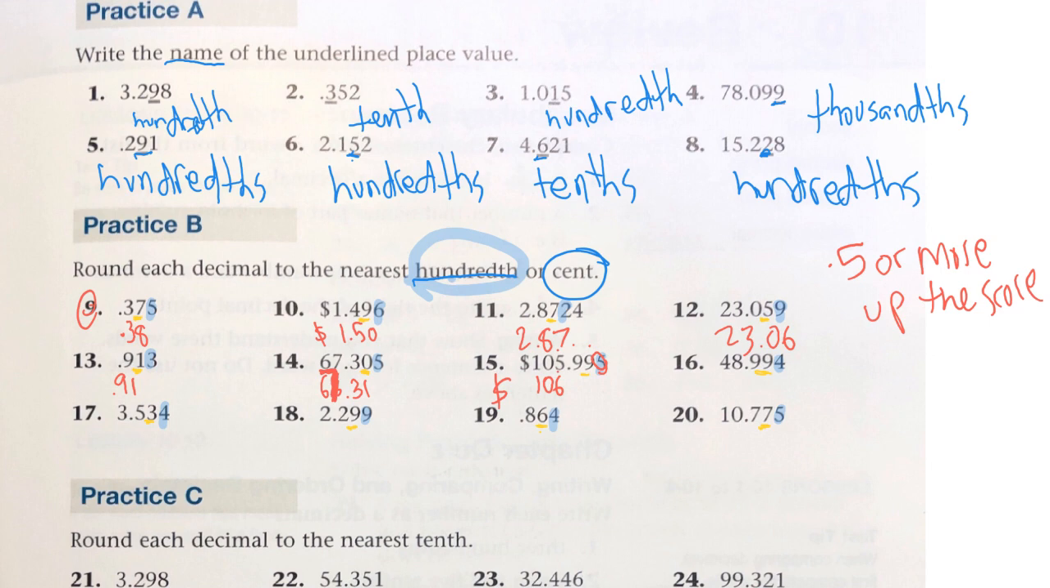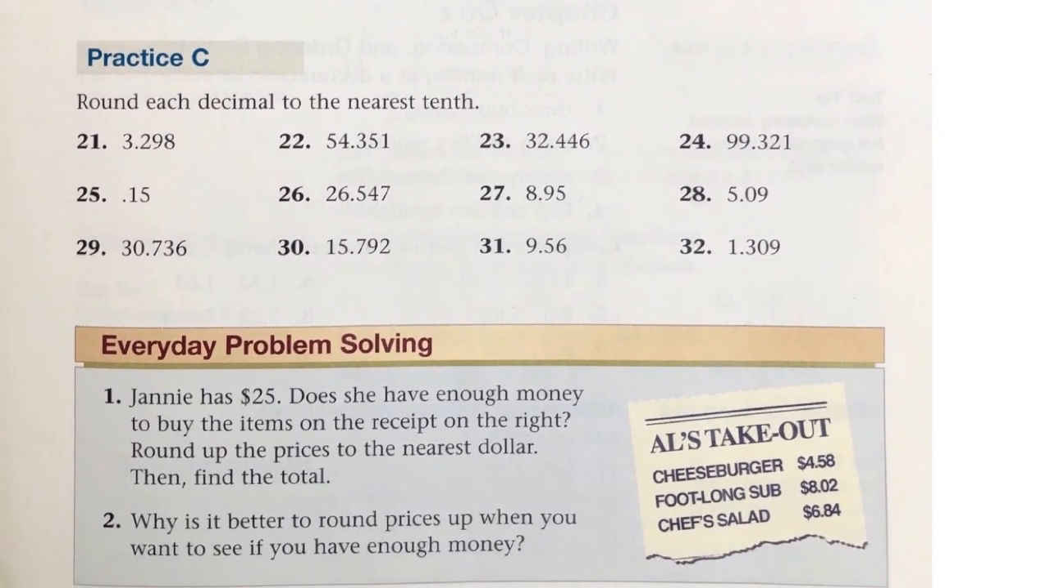All right, let's look at practice C. What does that want us to do? Round each decimal to the nearest tenth. So we're doing the same thing we did before, except instead of rounding to the nearest hundredth, we're rounding to the nearest tenth. So we could go through all of these by following the direction and underline all those tenths. The tenth is the place value to the right of the decimal.